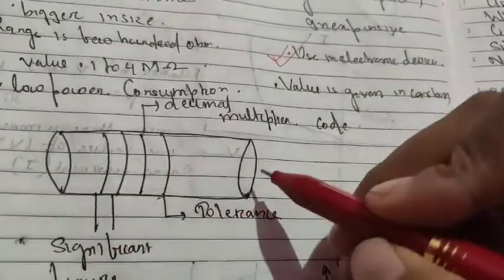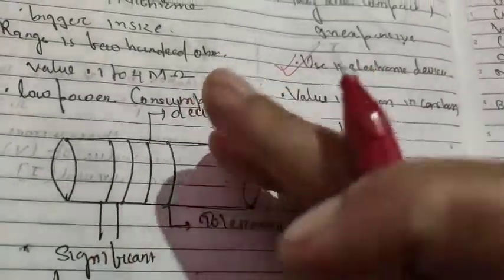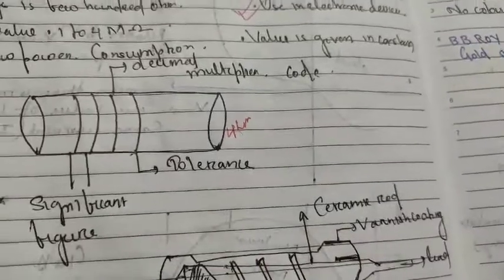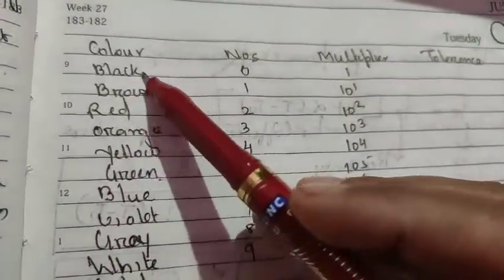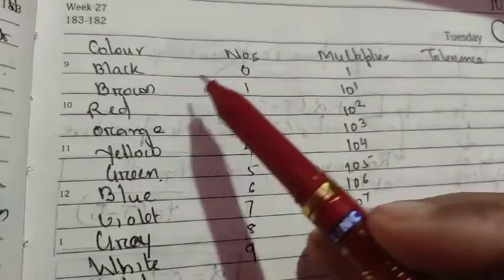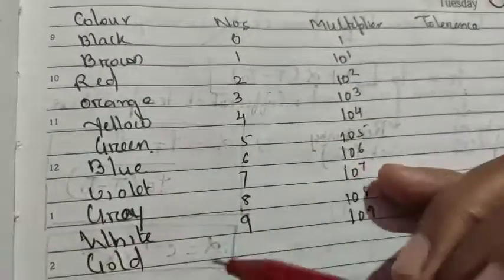Suppose I tell you it is 1 ohm or 4 ohm. So how do I come to know whether it is 4 ohm or 1 ohm? For that we have one trick. There is a color coding. Black color code is 0, brown 1, red 2. So this table you have to remember.